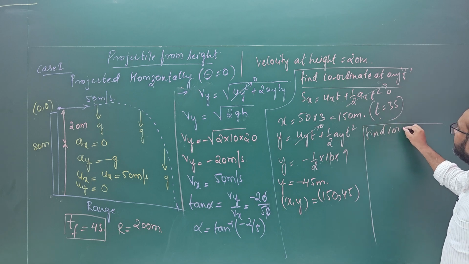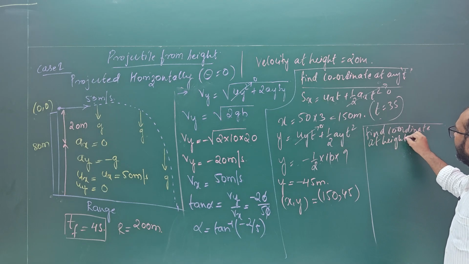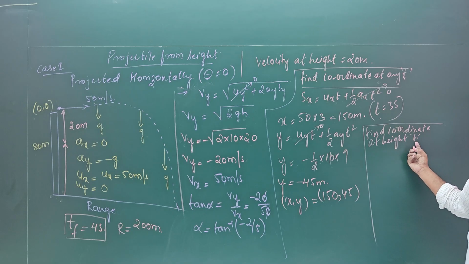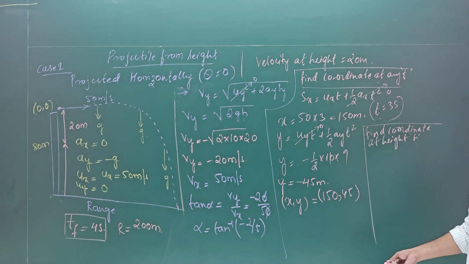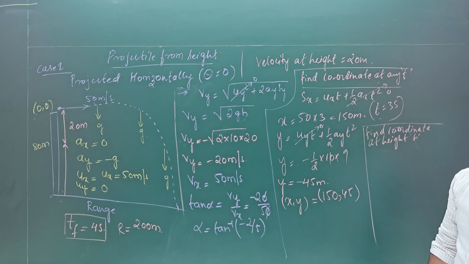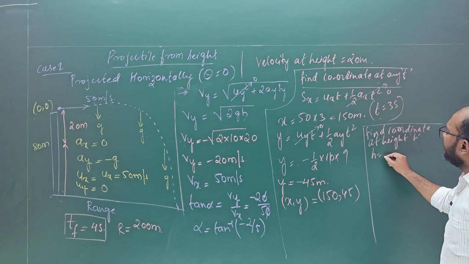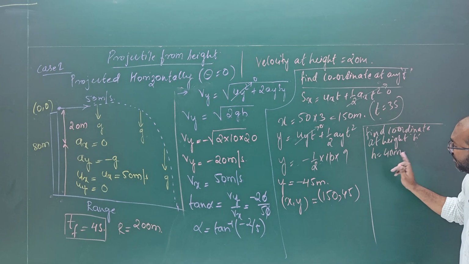find the coordinate at any height h. That means h will be provided definitely. So just substituting the value of s, say 30 meters, 40 meters, whatever you want to say. So h is given like 40 meters. But where will this object be at 40 meters?